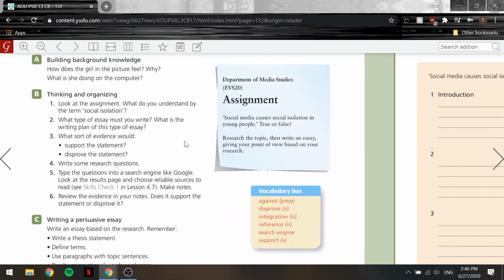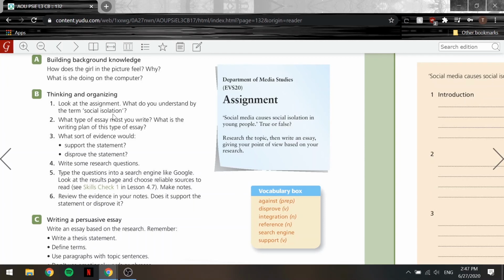Exercise B. Look at the assignment. What do you understand by the term social isolation? This one hits home, guys. The whole corona thing. Anyway, here we have the assignment. Social media causes social isolation in young people. True or false? Research the topic, then write an essay giving your point of view based on your research. So first of all, what is social isolation? Now that everybody knows because we've all practiced it for the last 3 months, social isolation is when you basically stop going outside. So you stop being social at all. You stop having a social life, basically. You just sit at home all day for the most part. So that is social isolation, basically isolating yourself from the outside world.